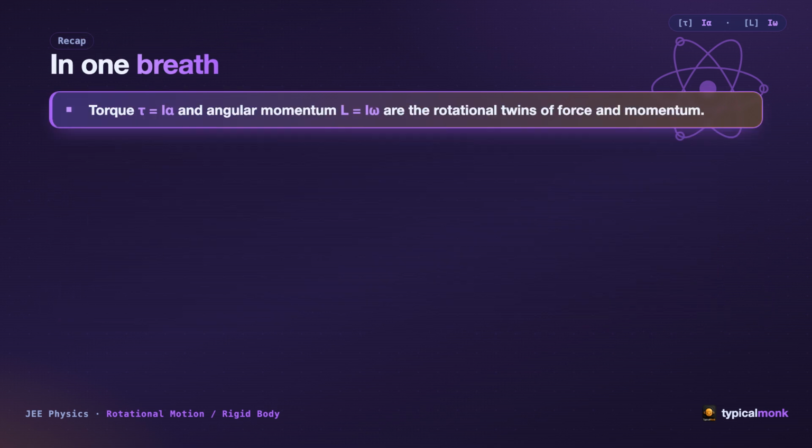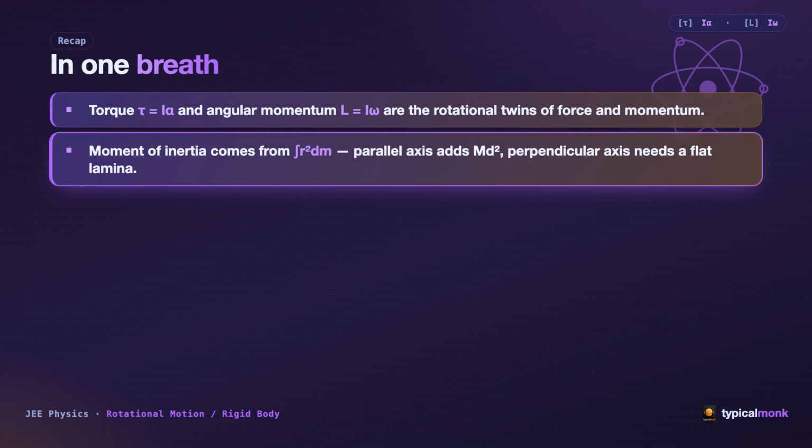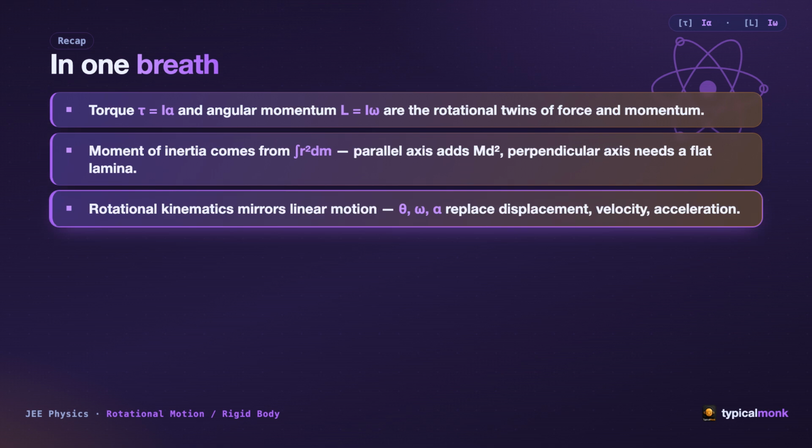Let us gather the whole class in one slow breath. Torque, tau, equals I alpha, and angular momentum equals I omega are the rotational twins of force and momentum. Moment of inertia comes from the integral of r squared dm and depends on the axis. The parallel axis theorem adds md squared. The perpendicular axis theorem works only for a flat lamina. Rotational kinematics mirrors linear motion equation for equation, with theta, omega, and alpha replacing displacement, velocity, and acceleration.